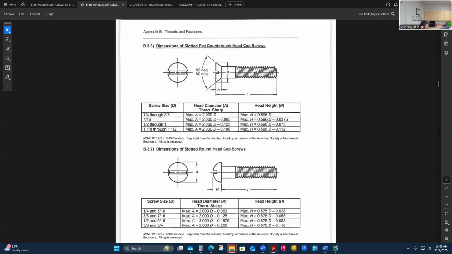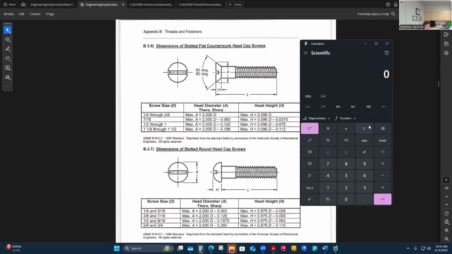Realistically, if I pull up these fasteners on McMaster-Carr, they might have subtle differences too, based off that bit that's going into it. But I'm okay with using either one, especially if it's an easier formula. So I'm going to use 0.596 times the major diameter, which is 0.25 or 1/4 inch in decimal form. So I have this head height as being about 0.149.